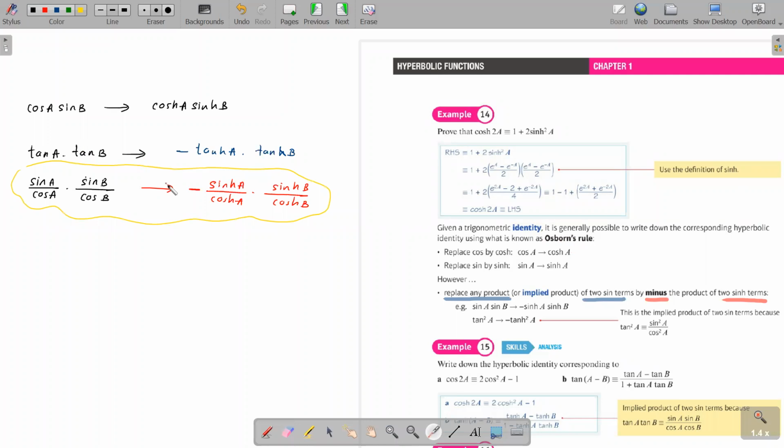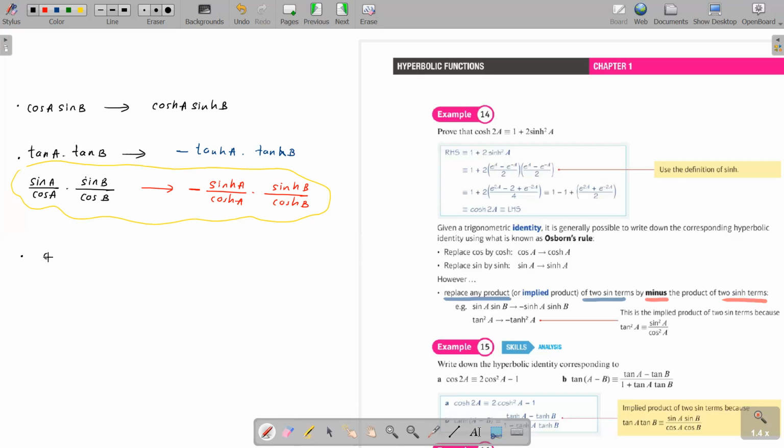So remember, in other words, if you have a product of two tan terms also, you're actually going to get a negative sign because inside the tan you have a sine. But remember, it needs to be a product of two of them. All right, guys. So then let's do another one.